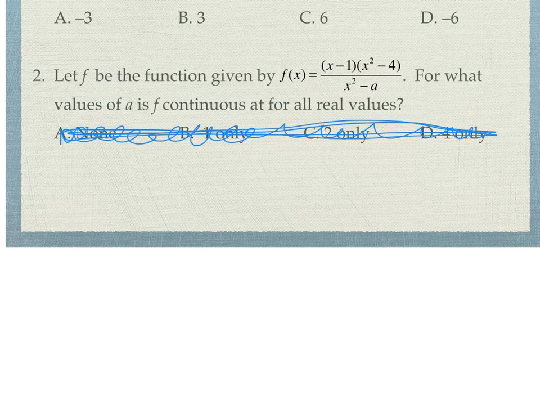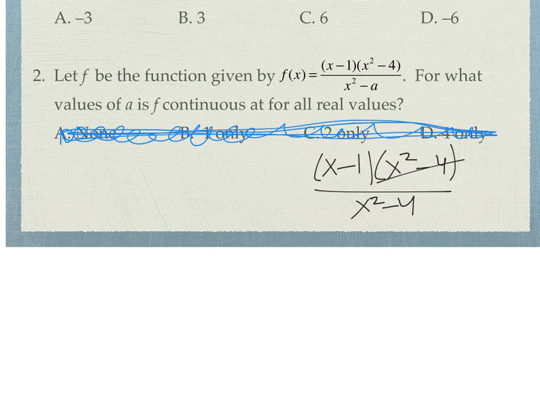If I put 4 in for A, what would happen? So I'd have x minus 1 over x squared minus 4 over x squared minus 4. It would cancel. Does that mean that now it's continuous at 4? No. It just means that it has what type of discontinuity? Right, it has removable discontinuities at those zeros. So that actually wouldn't make it continuous.